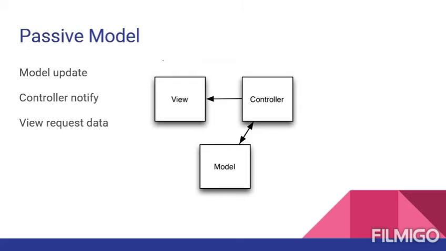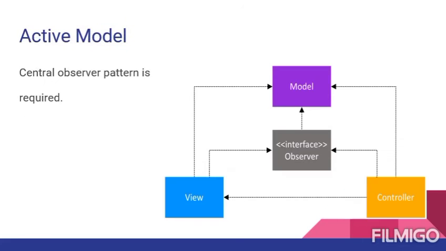We can see from this passive model that the controller did the majority of the job in order to allow the operation to go successfully. And then in the active model, in this case, the controller is not the only class that modifies the model, so the model needs a way to notify the view and other classes about the updates. This is achieved with the help of the observer pattern.